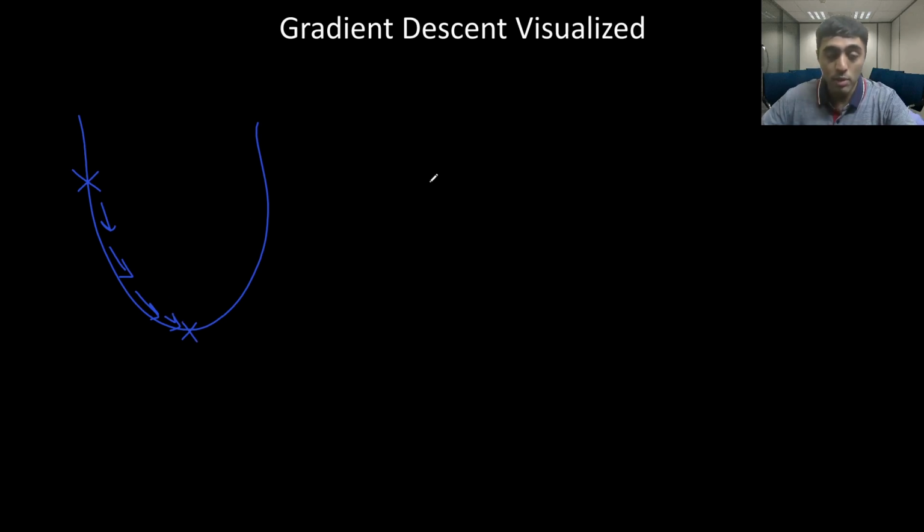But this is only if we have a convex function. We may have a non-convex function like this, where this may be a local minimum, but this is a global minimum. If we start here, we may end up going to this local minimum, or if we start here, we may go here, even though the global minimum is here. So the objective of gradient descent in a non-convex cost function would be to arrive at a local minimum within a certain neighborhood in the graph.